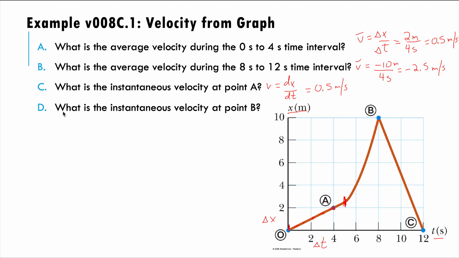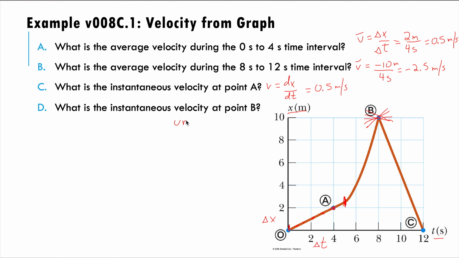Let's look at the last part. What is the instantaneous velocity at point B? See if you can figure this one out. This one is a little bit tricky. Remember, we have to find the derivative at that point. The problem is that this is a sharp point, and the derivative is not defined at a sharp point because you have an unlimited number of lines that have a bunch of different slopes that are tangent to this point. So at sharp points, derivatives are not defined.